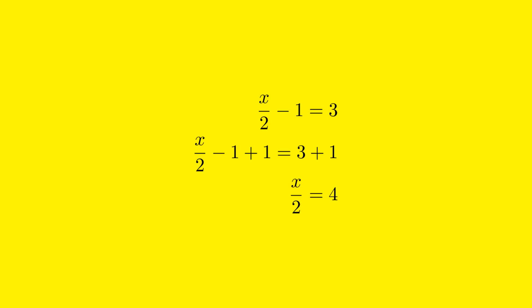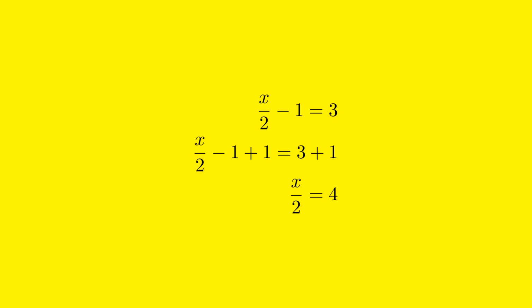To solve for the variable in the equation x divided by 2 minus 1 equals 3, we need to isolate x to determine its value. The first step is to eliminate the minus 1 term that is on the left side of the equation to simplify the equation and focus on the x term. Currently, the equation reads x divided by 2 minus 1 equals 3. Let's add 1 to both sides of the equation.